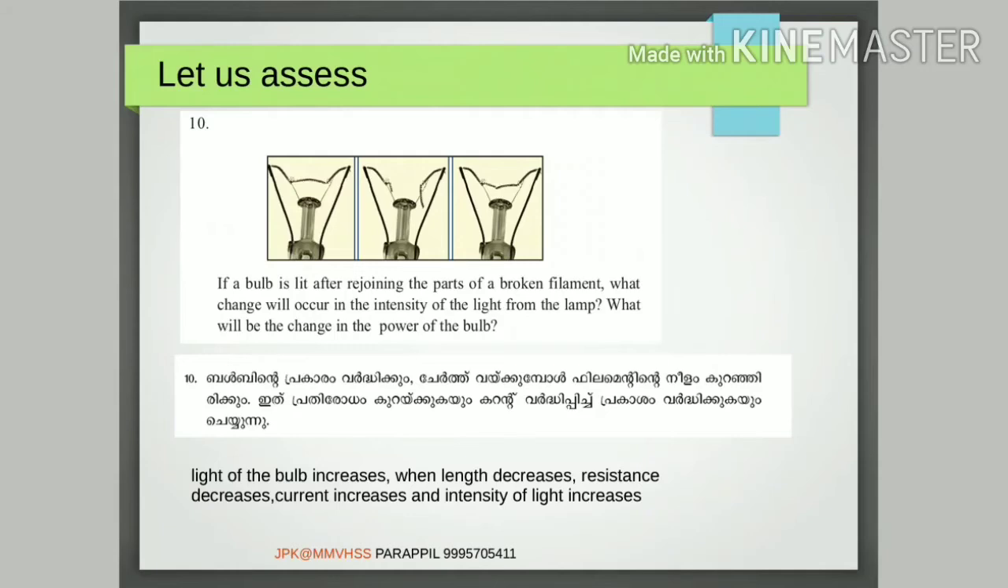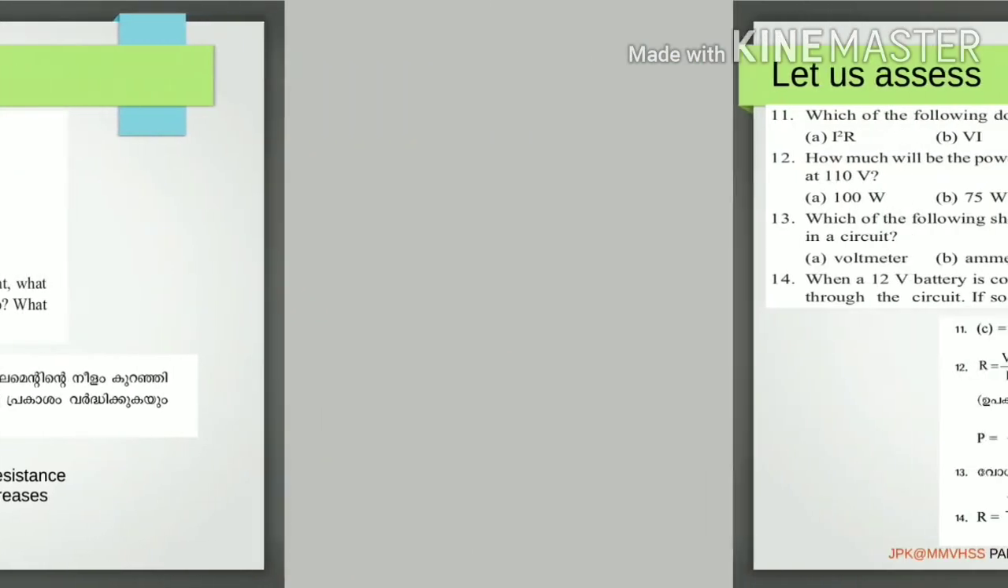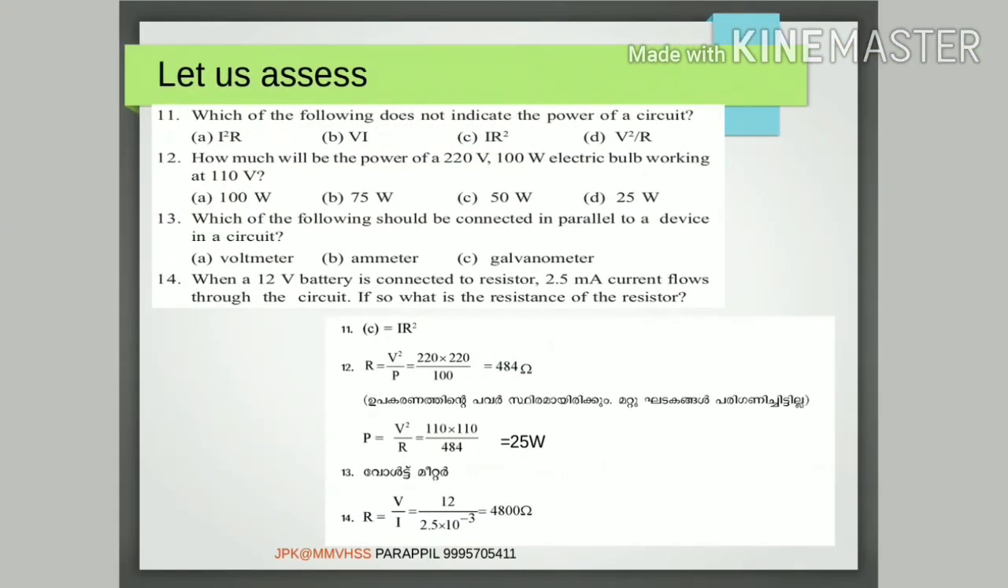When a broken filament is rejoined, its length decreases, resistance decreases, and current through the filament increases. So, the intensity of the light increases. We know the equations to find out the power. P is equal to I square R, VI and V square by R. So the answer is I square R.